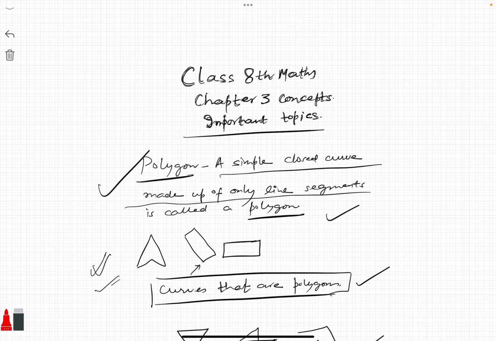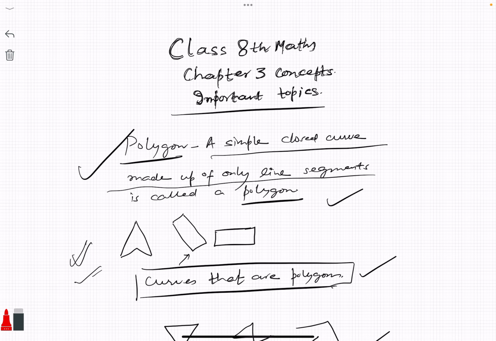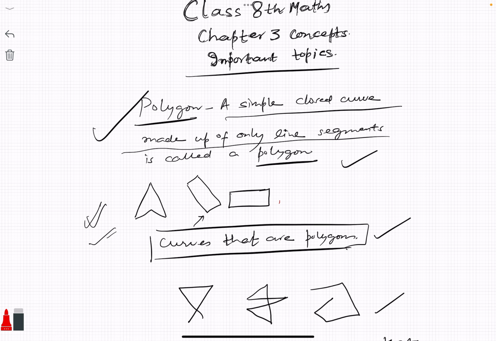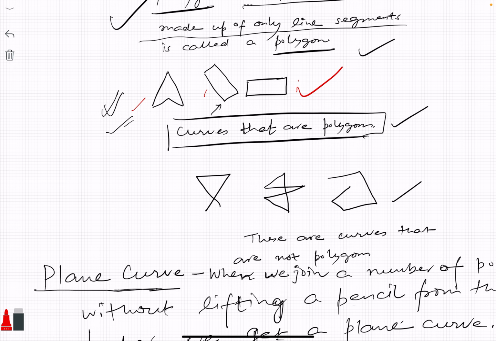Today we will discuss chapter 3, which is about the concepts of polygon. First we will discuss what is a polygon. A polygon is a simple closed curve made up of only line segments. These figures are polygons, this and this. So these are the curves that are polygons.